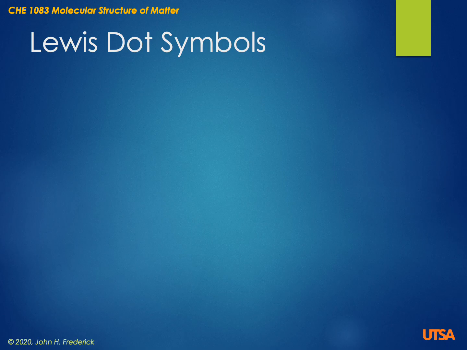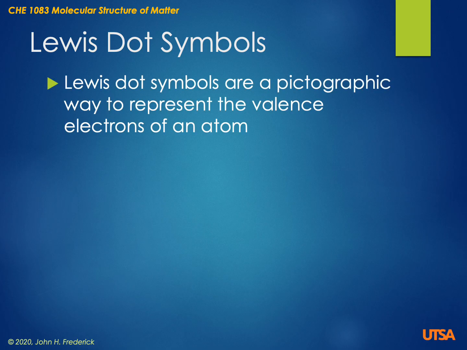Now we can use this, and G. N. Lewis used this some time ago, about 100 years ago, to create something called the Lewis dot symbols, which are just a pictographic way to represent the valence electrons of an atom. But they're a picture that helps us begin to see the similarities between atoms and understand how they interact with one another to form bonds. So let's look at an example.